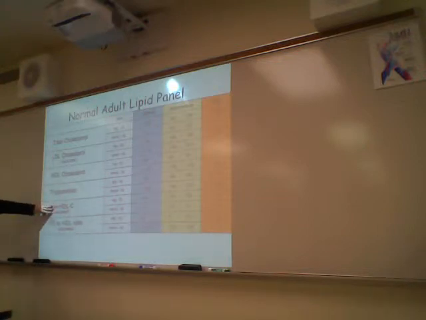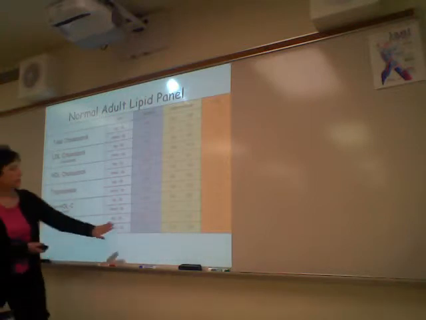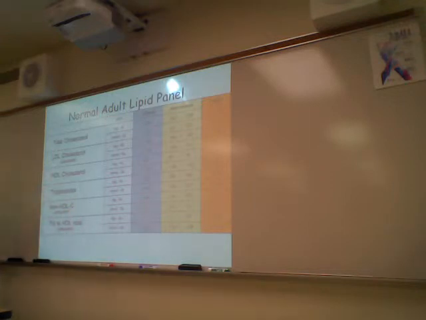So non-HDL cholesterol, and then some people like to do a ratio of your triglycerides to your HDL. And so less than 3, and you are being considered in the optimal range for the triglycerides versus HDL.